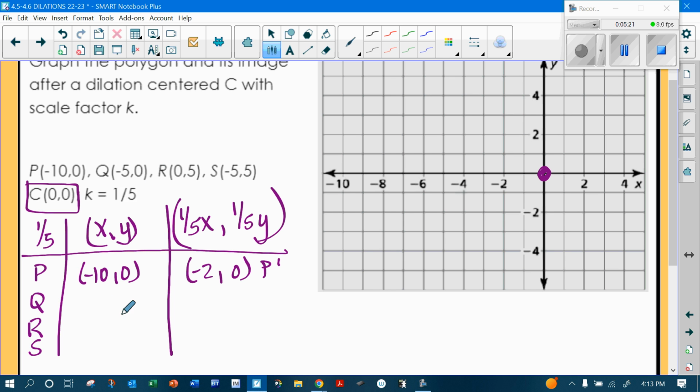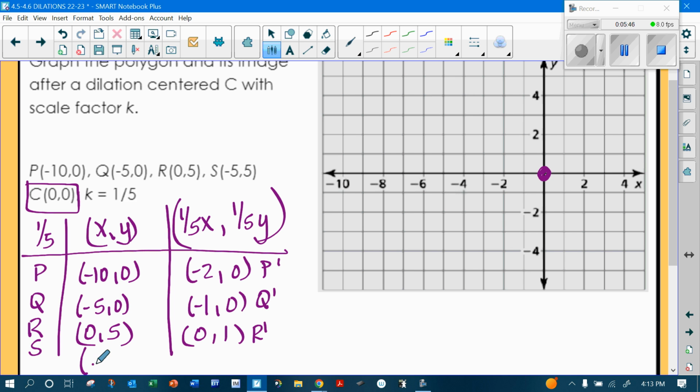The next point is Q, which is negative 5, 0. Well, negative 5 times 1/5 is negative 1, and 1/5 times 0 is still 0. This is my Q prime. R is at 0, 5. 1/5 times 0 is still 0. 1/5 times 5 is 1. So this is my R prime.